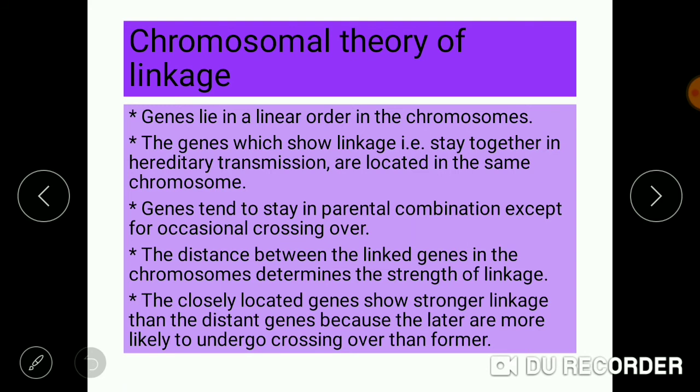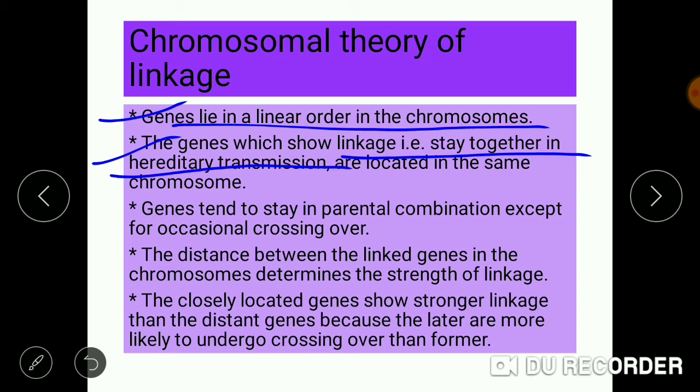Now we move on to the chromosomal theory of linkage. According to the chromosomal theory of linkage, there are five postulates of this theory. The first one is that the genes lie in a linear order in a chromosome. The second is that the genes which show linkage stay together in hereditary transmission and are located in the same chromosome.